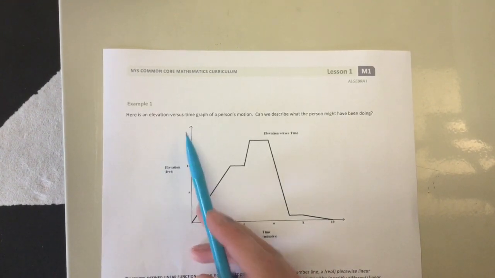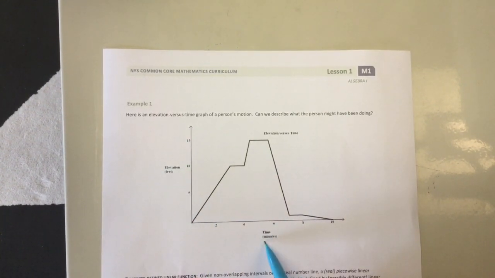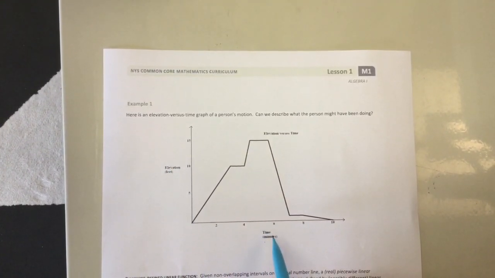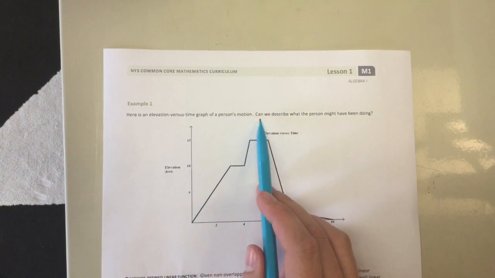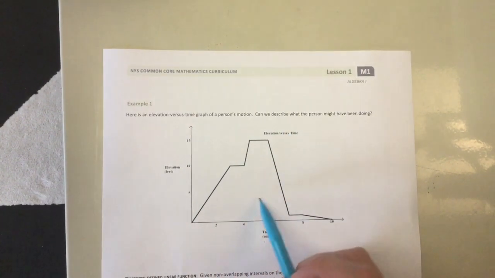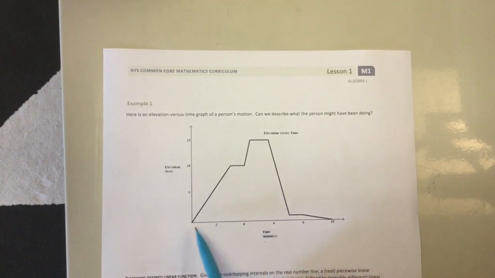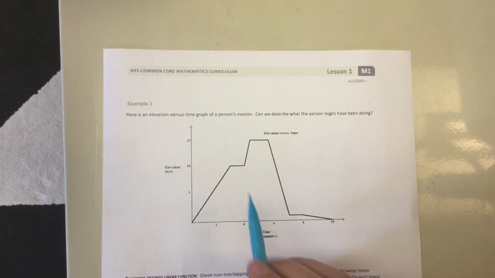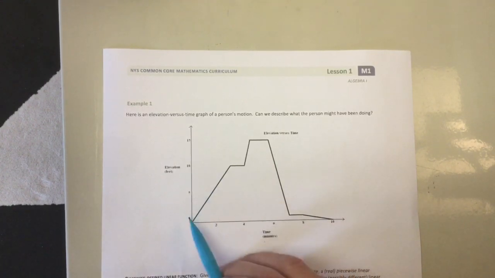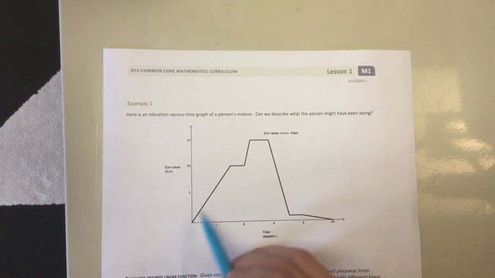So here we're looking at elevation versus time. So how high off the ground are you at what time? And then it's asking us, can we describe what the person might have been doing? So let's take a look at the graph. And then once we analyze the graph, figure out what it's trying to tell us using different intervals or pieces of linear functions.